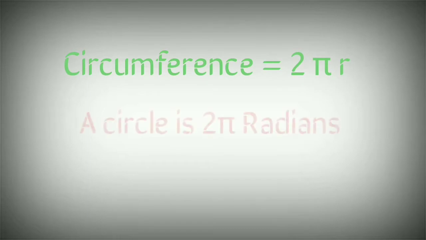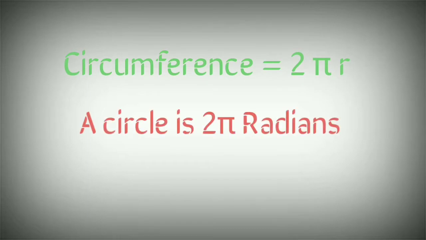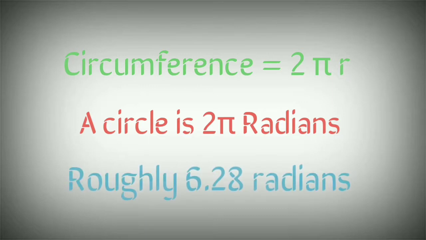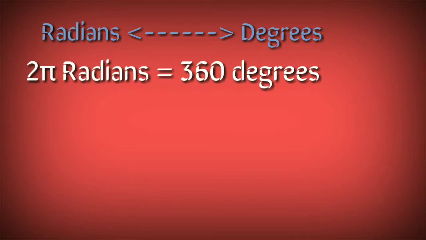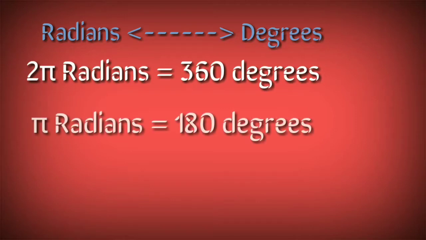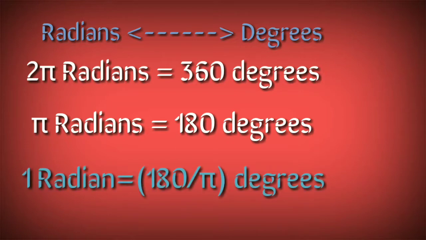As you can see, the circle is slightly more than 6 radians, but how much more? For that, we will need the formula of circumference. C is equal to 2 pi r. That means a circle is 2 pi radians, roughly 6.28 radians. The conversion of radians and degrees is also very simple. 2 pi radians is equal to 360 degrees. Pi radians is equal to 180 degrees, or 1 radian is equal to 180 by pi degrees.